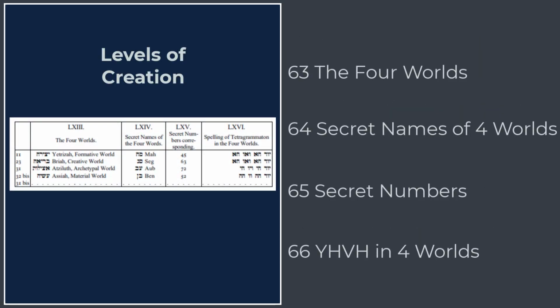For this group we have the levels of creation, the 4 worlds, Yetzirah, Briah, Atzilut, and Assiah. The secret names of the 4 worlds, Mah, Sag, Ob, and Ben. Their secret numbers, 45, 63, 72, and 52. And then the spelling of Tetragrammaton in the 4 worlds. These columns are actually a trap for the unwary, because they're not in the correct order. In fact, it should be Atzilut, Briah, Yetzirah, and Assiah.